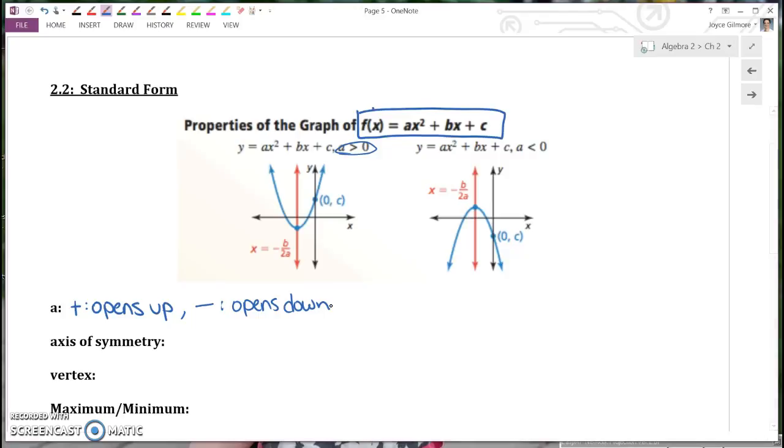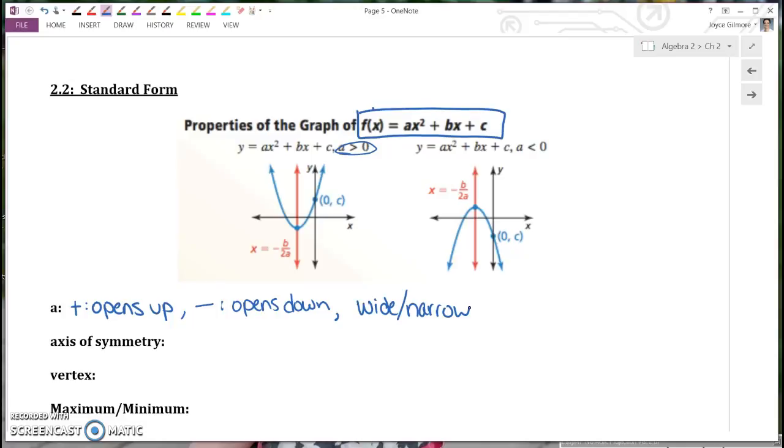A will not equal 0, because if a equaled 0, it would not be a quadratic function, it would be a line. Okay? A also controls how wide or narrow the graph is. A has the same job whether we are talking about vertex, standard, or intercept form. The a value will do these things in all of the forms that we look at.